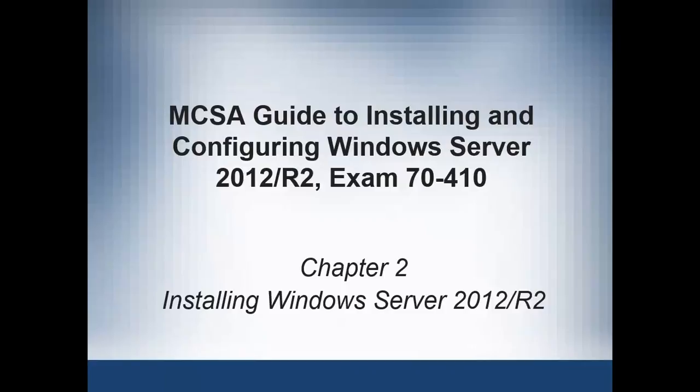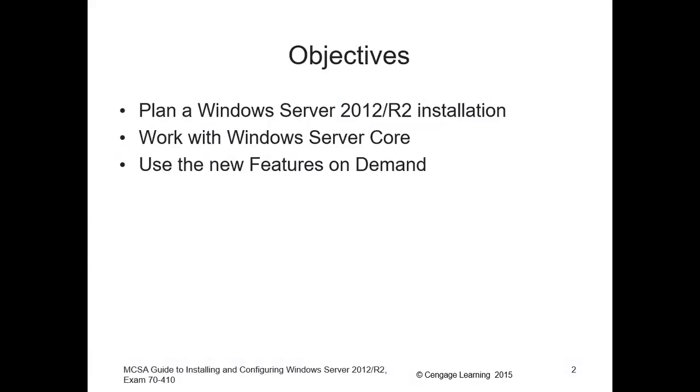In our previous chapter, we set up our systems. We learned a little bit about how Windows has different variations of servers. What we're going to do in this chapter is our installations, and also work with our core server and some features on demand that we're going to use.